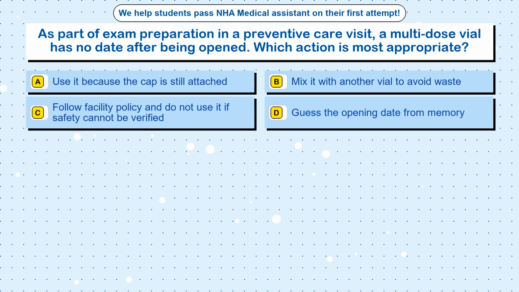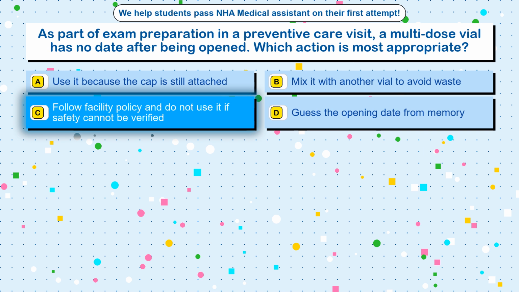Question 2. As part of exam preparation in a preventive care visit, a multi-dose vial has no date after being opened. Which action is most appropriate? Option A, use it because the cap is still attached. Option B, mix it with another vial to avoid waste. Option C, follow facility policy and do not use it if safety cannot be verified. Option D, guess the opening date from memory. The correct answer is option C, follow facility policy and do not use it if safety cannot be verified.